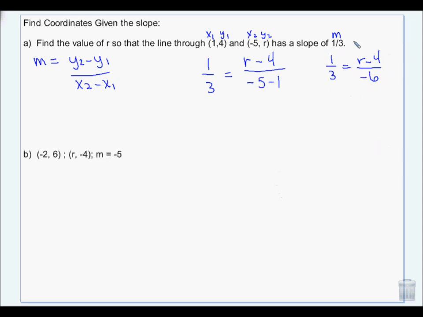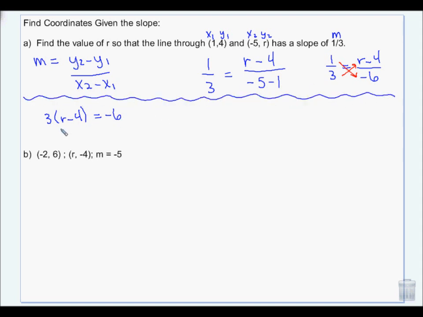Okay. I have a proportion. Remember we did these last chapter? So we're going to cross multiply to solve this. So what I end up with is 3 times r minus 4 is equal to negative 6. I'm going to distribute that 3. So I get 3r minus 12 is equal to negative 6, which I'm going to rewrite up here because I'm running out of room.